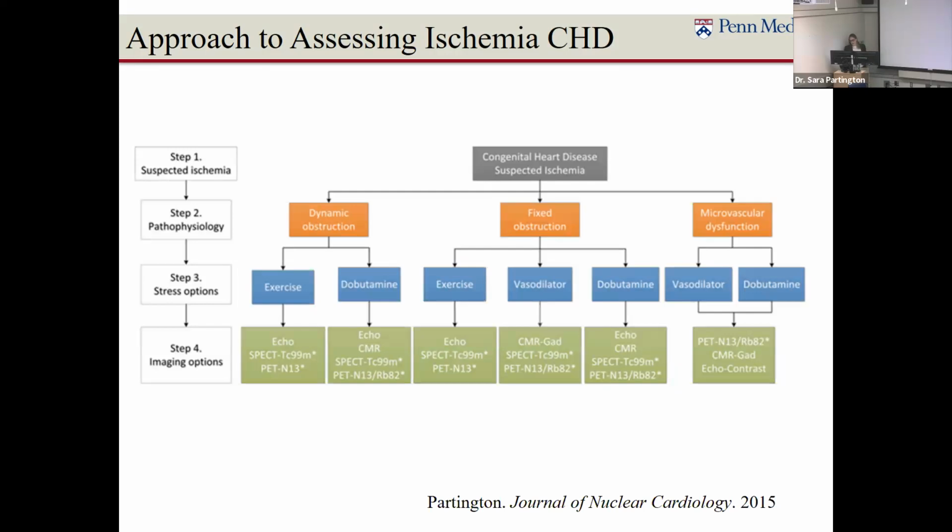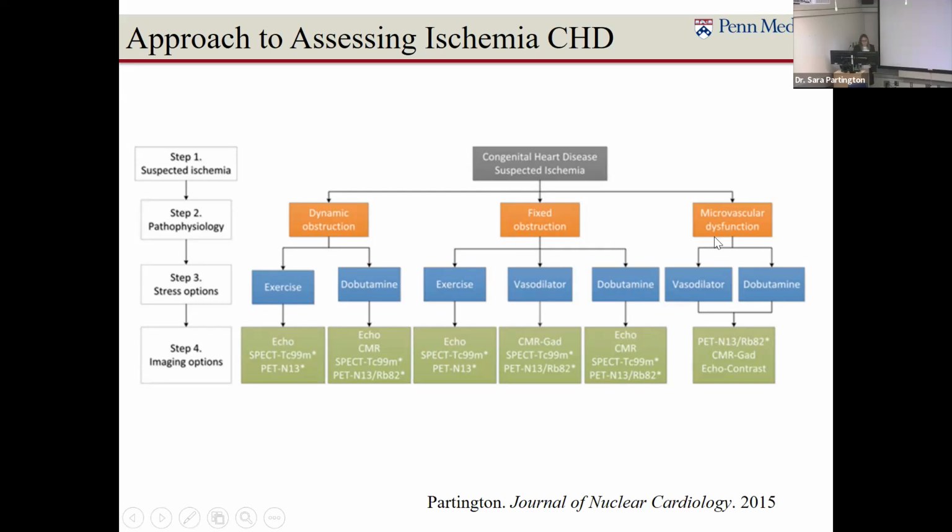And this is a more specific approach really for congenital heart disease, thinking about what you suspect the potential mechanism of ischemia might be, and then using that to determine what sort of testing you might want to do. So if you're thinking about a dynamic obstruction, a compressive mechanism to ischemia, you certainly want to think about doing exercise. If the patient can't exercise and you need to use a pharmacologic agent, I'd really encourage using dobutamine, which is a more physiologic representation of exercise, increases the cardiac output, and may be more likely to bring on a compressive mechanism to ischemia if that's present.